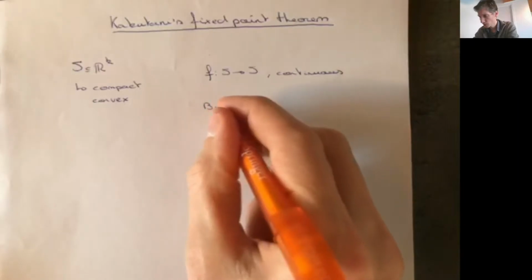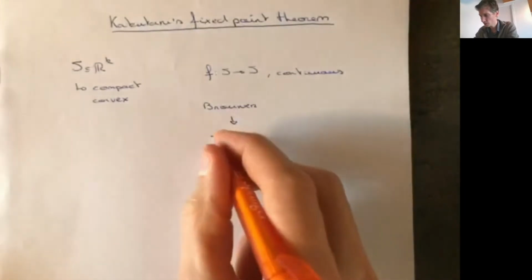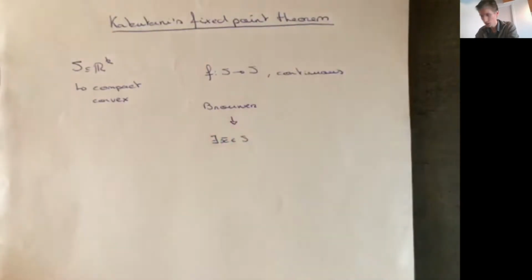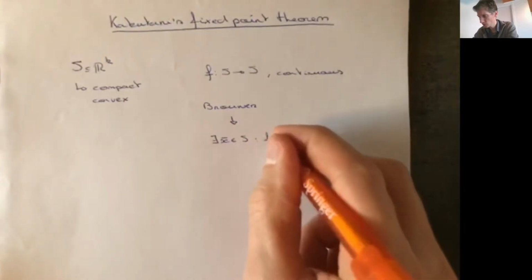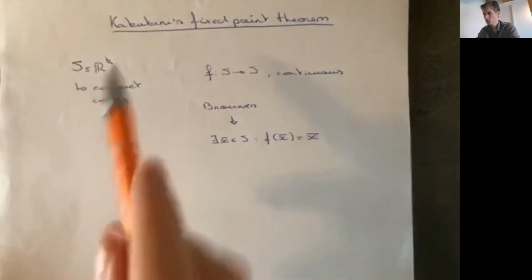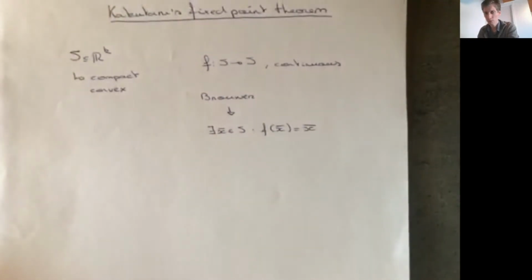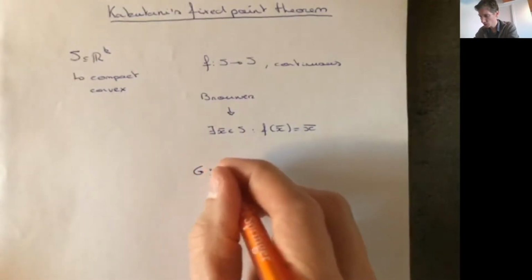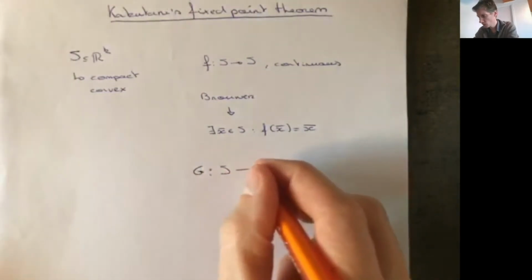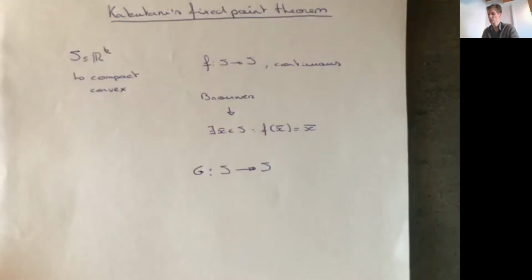Well, in this case, Brouwer's fixed point theorem tells us that there exists some element x in S that's a fixed point, so f of x is equal to x. Okay, so Kakutani's fixed point theorem is very similar, but it doesn't work with functions, but with correspondences. So in particular, assume that we have a correspondence G, and now G takes an element in S and gives us as output a subset of S. So G is a correspondence from S to S.